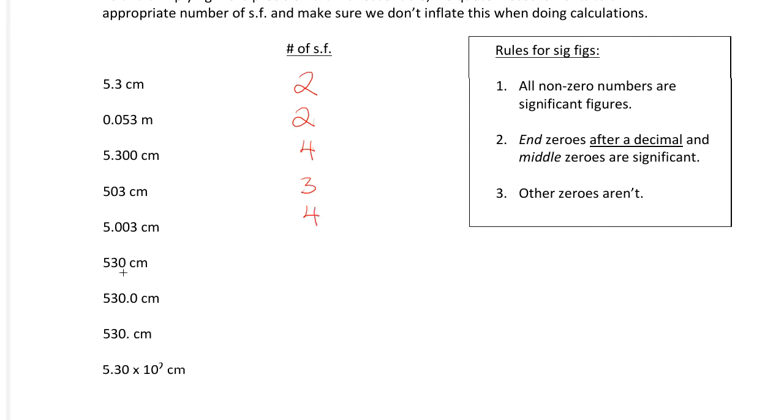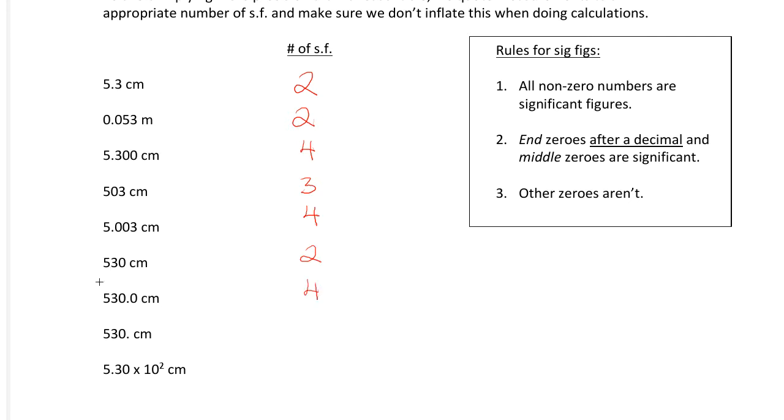End zeros, like this one, are only significant if there's a decimal in the number, like up here. In this case, there's no decimal in the number, so this is only 2 significant figures. However, when we put a decimal and then another 0 after it, now we have many more. In fact, we have 4 significant digits.